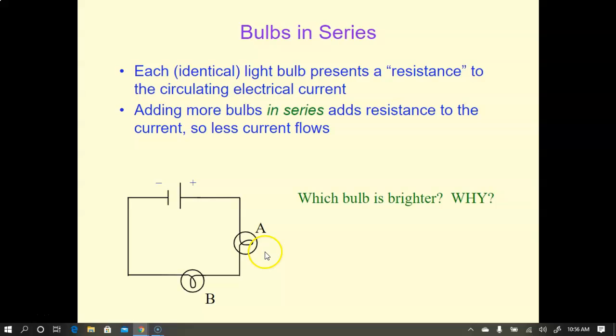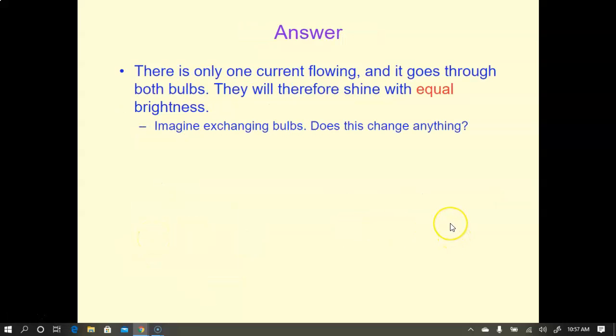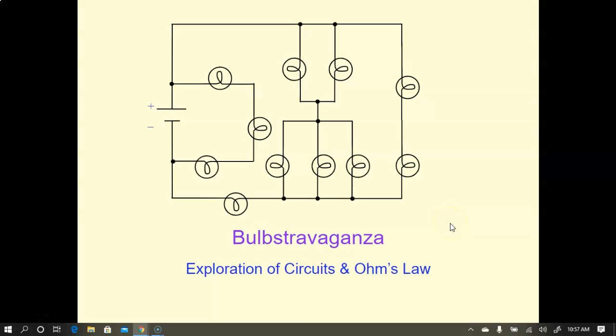But if we have more of them, then every time we add more of them, it will add resistance, so there'll be less current flowing. So by adding more bulbs, each would get dimmer. They'd still be the same brightness as each other, but they'd be dimmer as a whole. So 3 would be dimmer than 2 would, 4 would be dimmer than 3, etc. Okay, and this is a very complex one, obviously, but that's a preview of some of the things that we'll get into next week.